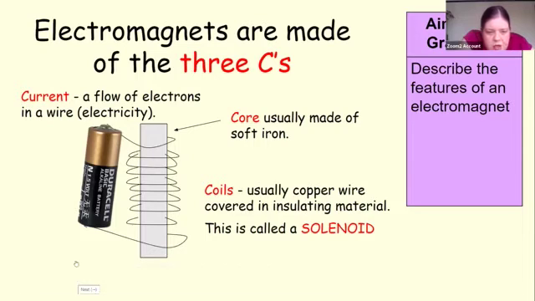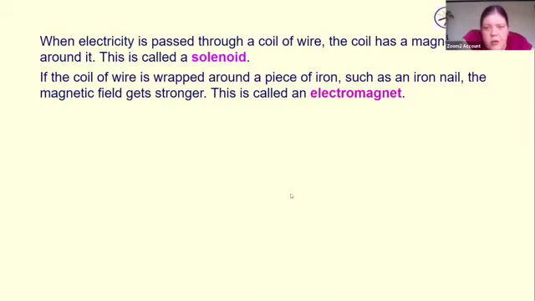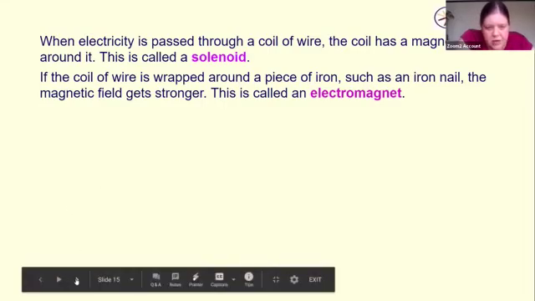And to explain the solenoid bit a little bit more, I've put this up for you. Electricity is passed through a coil of wire. The coil has a magnetic field around it, and that is the solenoid. So the solenoid is the coil of wire, which develops a magnetic field. And then an electromagnet is when you take that coil and put it round an iron core. Okay, hopefully that's nice and clear for you, because that's something I used to get muddled on.